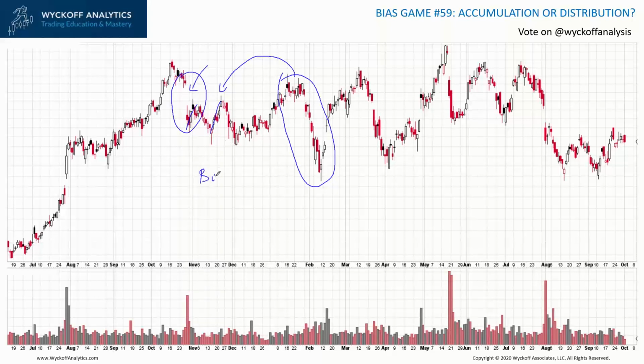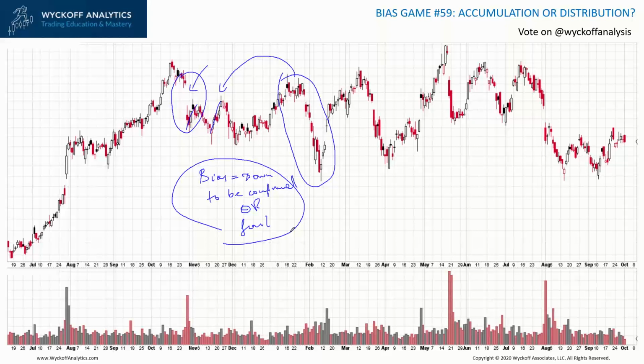So at this point, we would say that our bias is probably to the downside, to be confirmed or to fail. And this is a very important statement here. As we go through the rest of the trading range, we want to make sure that we have the confirmation of the unfolding Wyckoff story. And in our case here, we have the confirmation of, let's say, a downward bias.